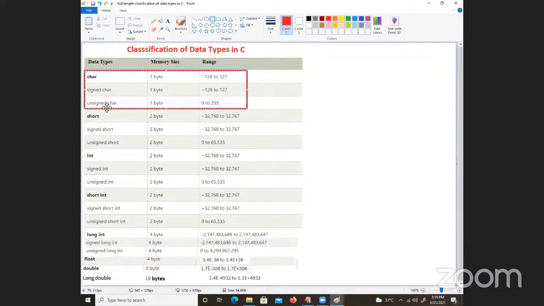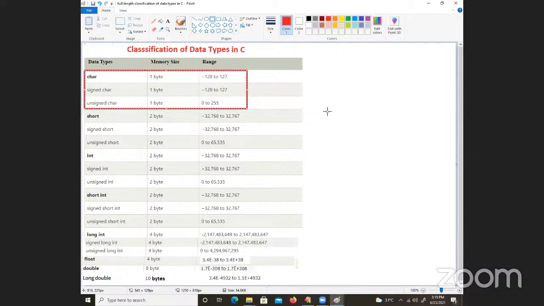How many types of char data types are there? 2. One is signed char, the other is unsigned char. Unsigned means only positive values. Only positive values range, you see carefully, which is very, very simple. Keep it aside. I hope it is clear for you. Shall I move forward?